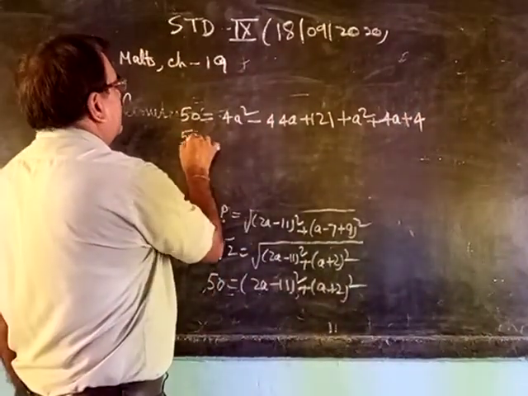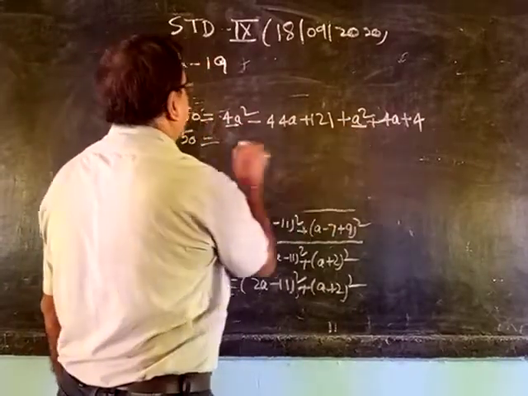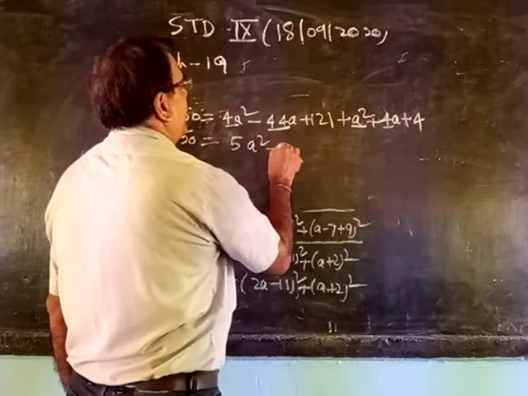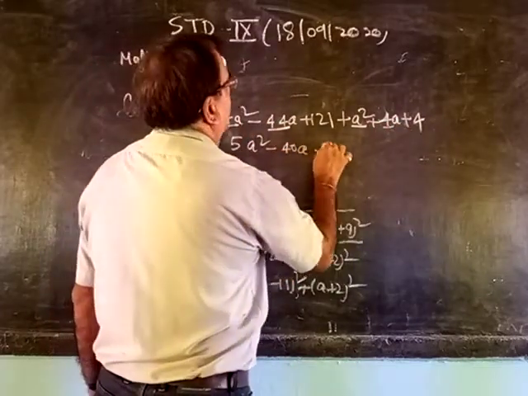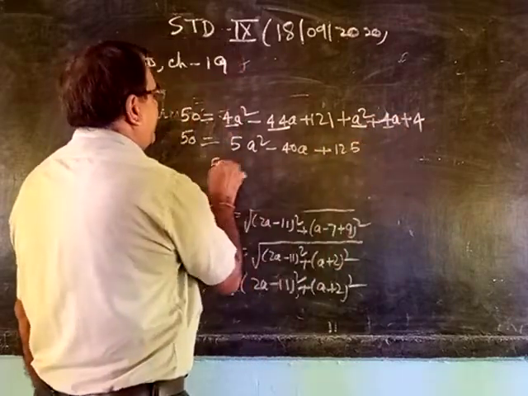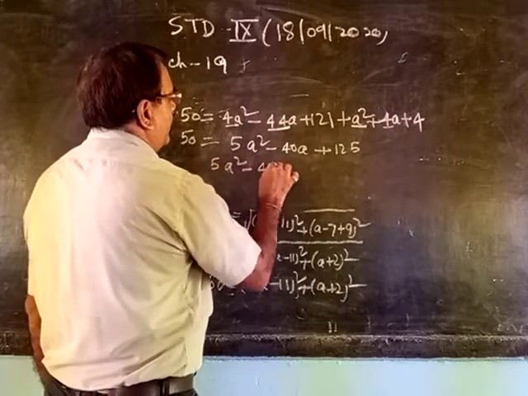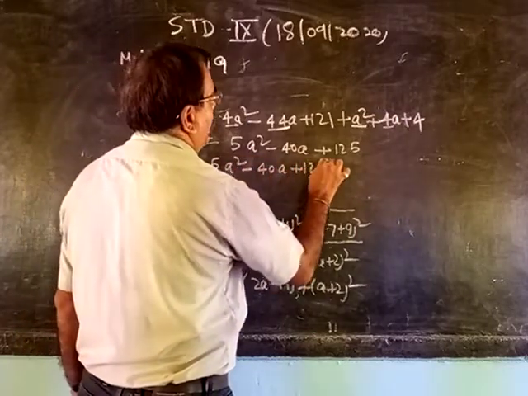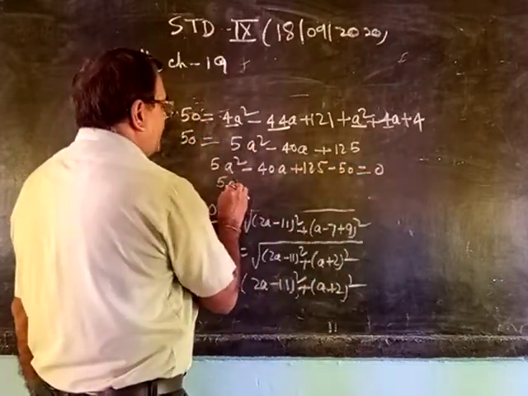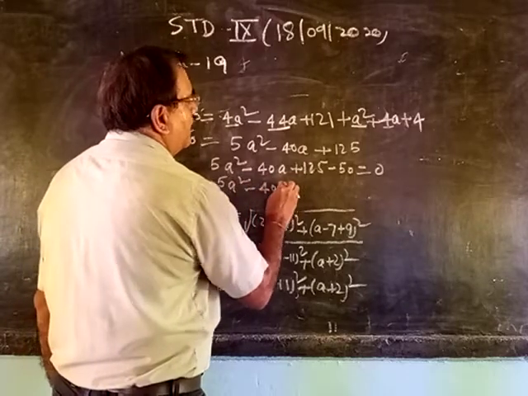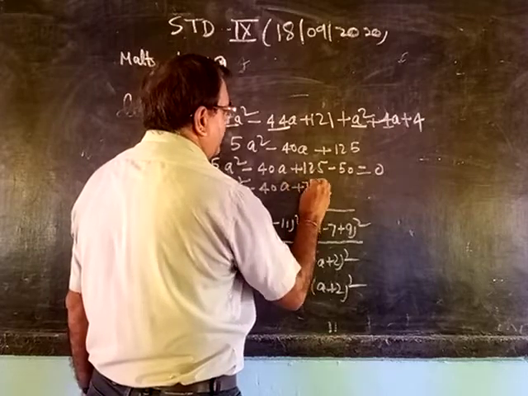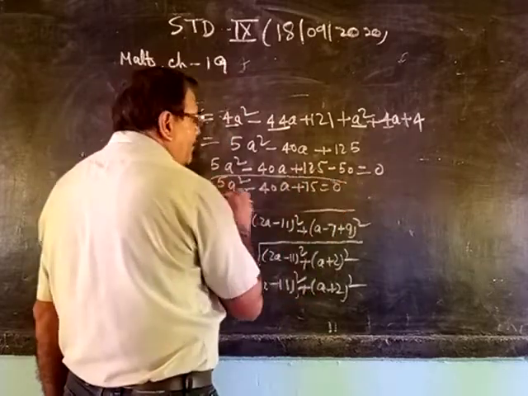So 50 equals 4a square plus a square, 5a square, minus 44a plus 4a, minus 40a, plus 121 plus 5, 4, 125. So 5a square minus 40a plus 125 minus 50 is equal to 0. So 5a square minus 40a plus 125 minus 50, plus 75, is equal to 0. Now split the middle term.